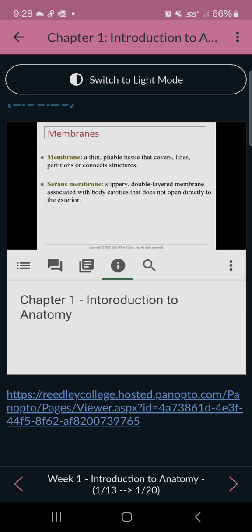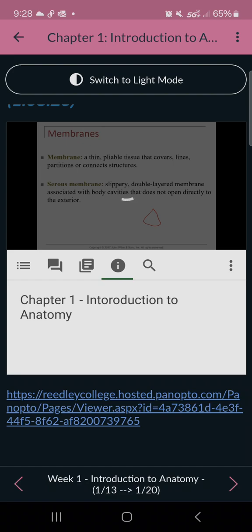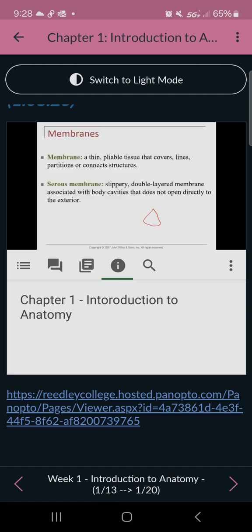Let's pretend that, for example, this is the heart, and then we have the walls, the layers protecting the heart. The layer that is going to touch the organ, the heart, is going to be called the visceral layer. And then the outside layer, because we said it's a double layer, is going to be called the parietal layer.